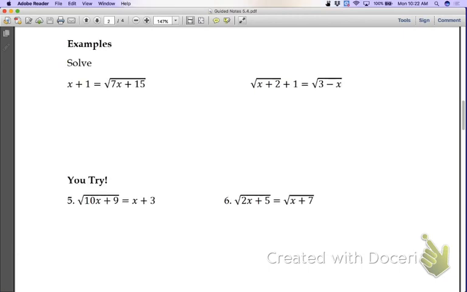Now, the last type for today is when you still have one single square root, or you may have one on each side, but you still have a variable on the other side. This is one of those that more often than not, especially if you only have one square root or one radical, and then you have a linear equation on the other side, like the x plus 1, you're going to get two answers.